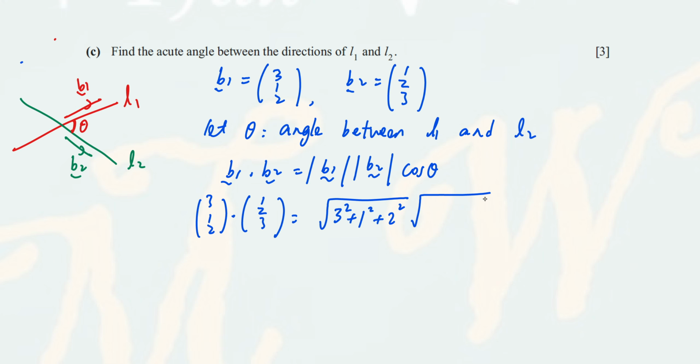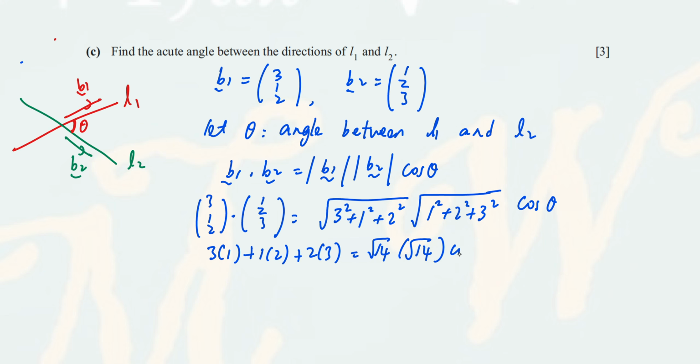That is the calculation of modulus. 1 squared plus 2 squared plus 3 squared, that is the modulus B2, and cos theta. Now for the left hand side, actually you are multiplying 3 times 1 plus 1 times 2 plus 2 times 3. Okay, so for the right side, first term you get square root 14. Second term also square root 14. Then cos theta. Now from here, the left hand side is basically 11. Right hand side, square root 14 times square root 14, that is 14 cos theta. Then now I will get cos theta is 11 over 14.